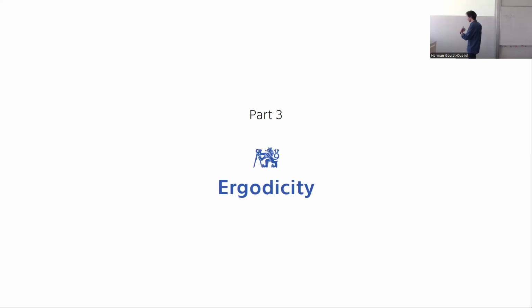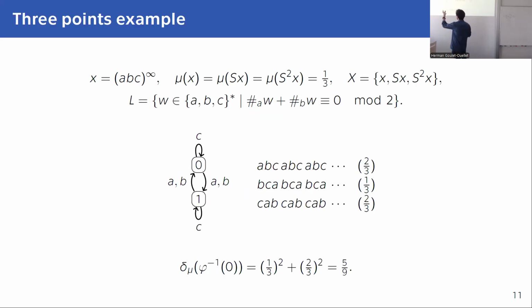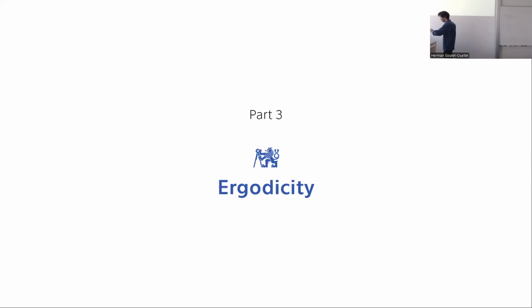Okay, and so now we're going to try to capture this idea, but in a more general setting where maybe the support of the measure is not necessarily a finite set of points. And so the condition where a similar idea will work is this condition called ergodicity. So I'm going to try to explain a bit what that means.